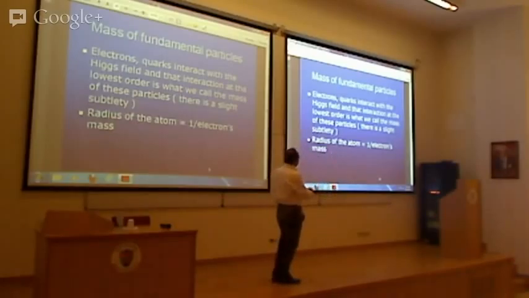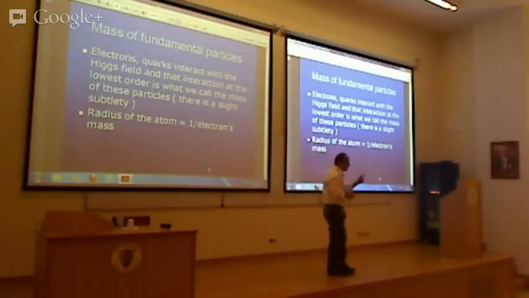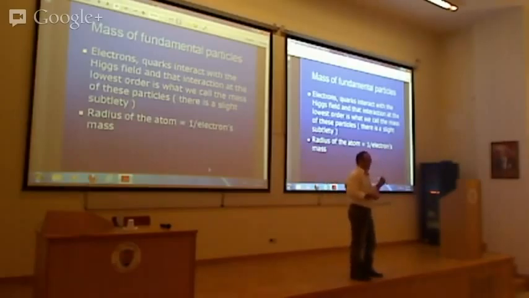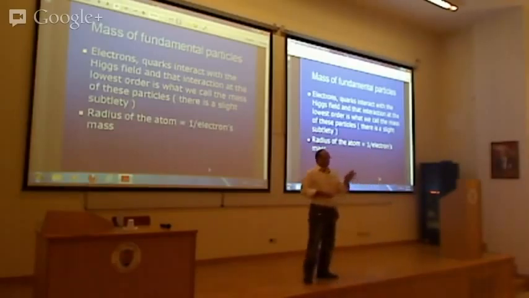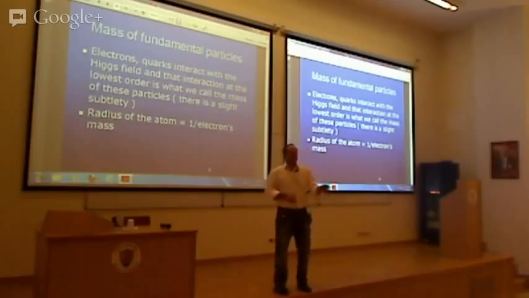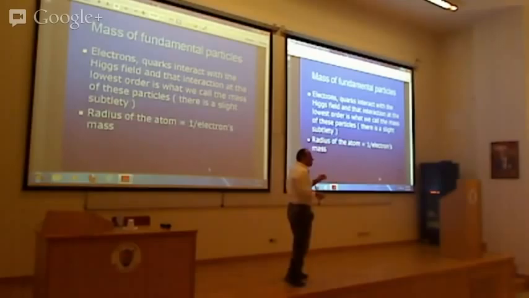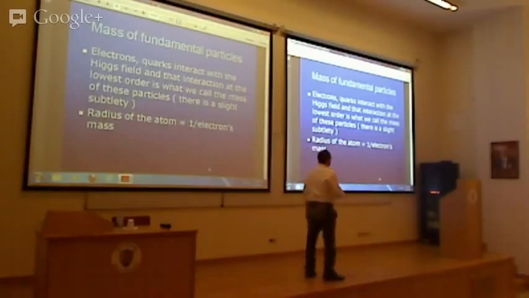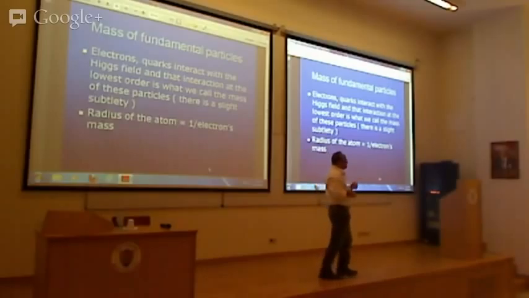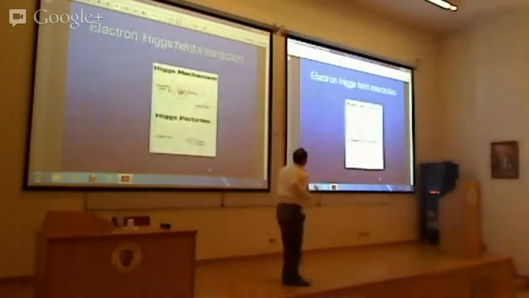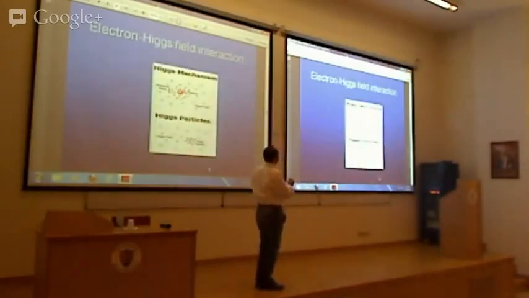Now, the radius of the hydrogen atom is inversely proportional to the mass of the electron. This is important. So you can ask, what determines the size of an atom? Well, basically, it's not the nucleus. For large nuclei, maybe a little bit of contribution, but the mass of the electron determines that, and the electric field strength. But the major thing is this. Now, I will get back to that.